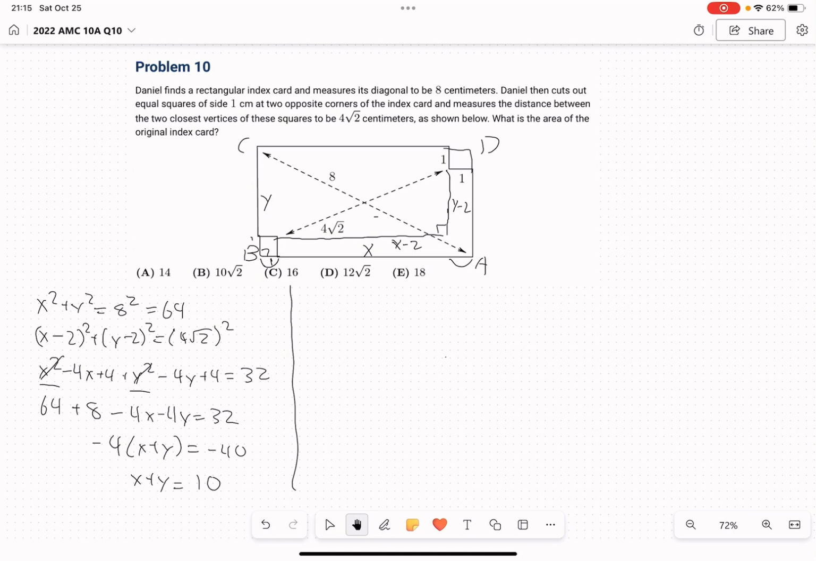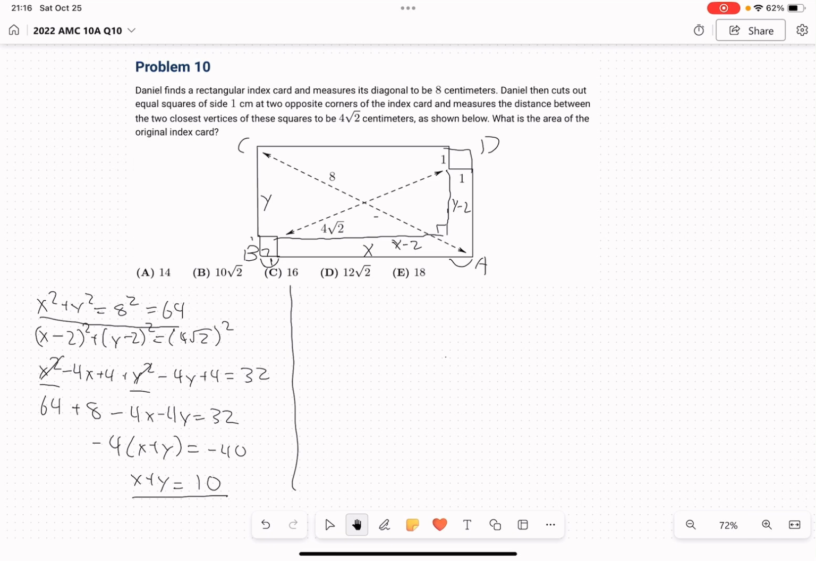So knowing that x plus y equals 10, a common trick, considering that we know x squared plus y squared, and we know x plus y, is to try to find xy. And in this diagram, that is particularly useful because we're not just working algebraically. xy is actually what we're looking for because we're trying to find the area of the index card. And it should be pretty obvious by now that xy is the area of the index card. So let's try to find xy.